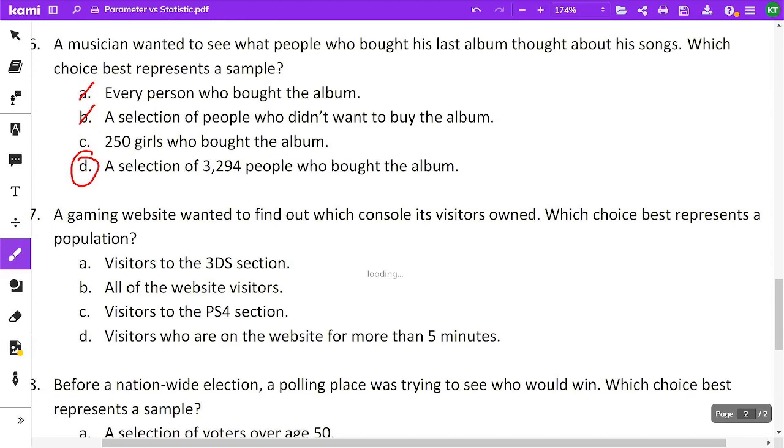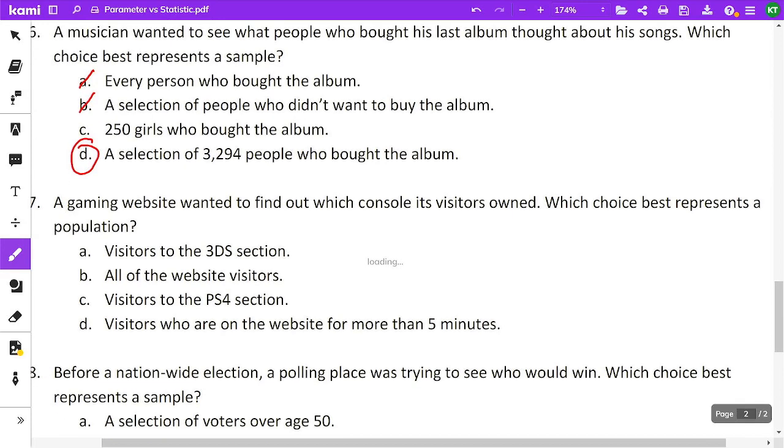All right, number 7, a gaming website wanted to find out which console its visitors owned. Which choice best represents a population? So again, population, we're looking at finding out which consoles its visitors owned. So we're looking at the visitors of the website, and we see that is answer choice B. We're not looking at any type of specific console, as in the 3DS or PS4, or limiting ourselves to just people who looked at it for 5 minutes.